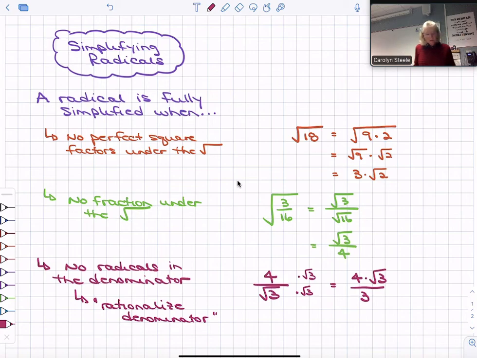And that's it. So mathematicians, we know a radical is fully simplified if there are no perfect square factors under the radical, if there are no fractions under the radical, and there are no radicals in the denominator. In the next video, what we're going to do is walk through 3 examples, and we'll give you a chance to try for yourself. Can you use some of these techniques to simplify a radical yourself? All right, see you soon.